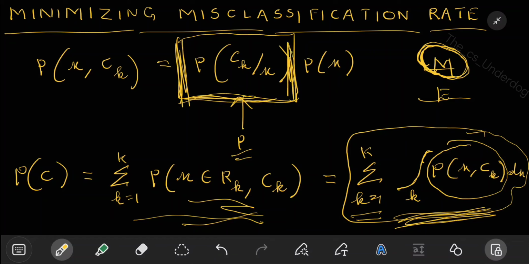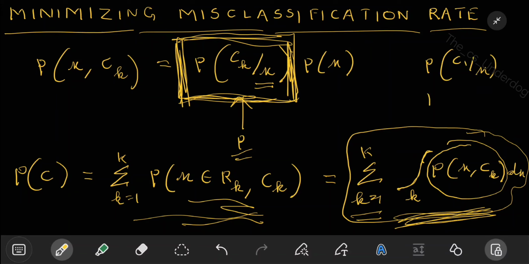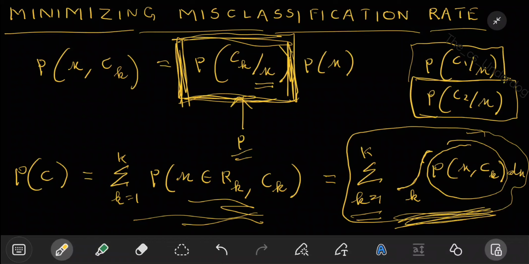Whenever you get any point which you want to assign to the right class Ck, what would you do? You'll take that data x and then you will find the posterior probability of Ck given x for each of the classes. Whichever class has the highest probability of Ck given x, that is, for C1 you will find p of C1 given x. Similarly, for C2 you will find p of C2 given x. Then you will see whichever class has the higher posterior, and you will assign it to that class. So this is how you make the decision in the minimizing misclassification rate approach.